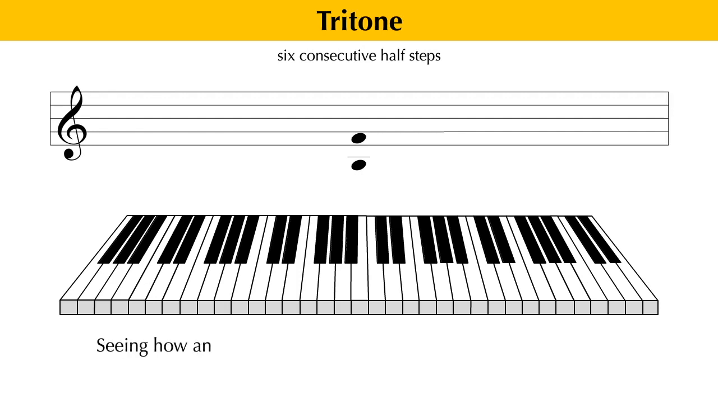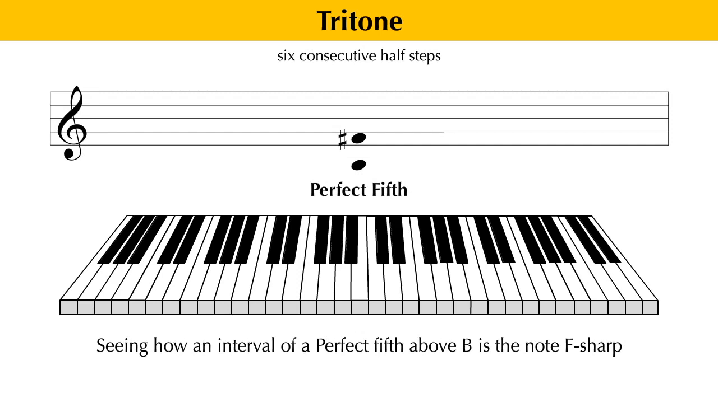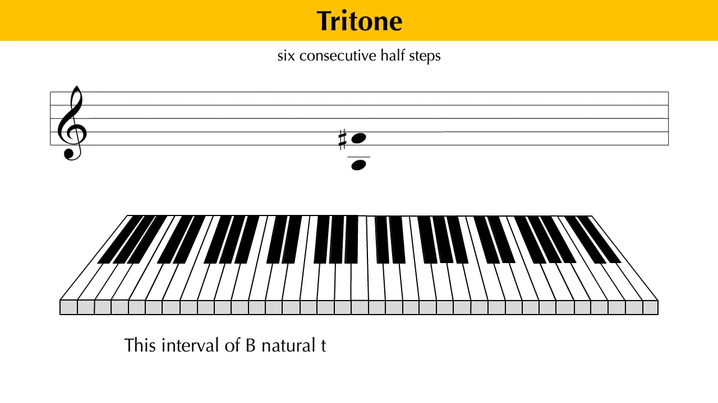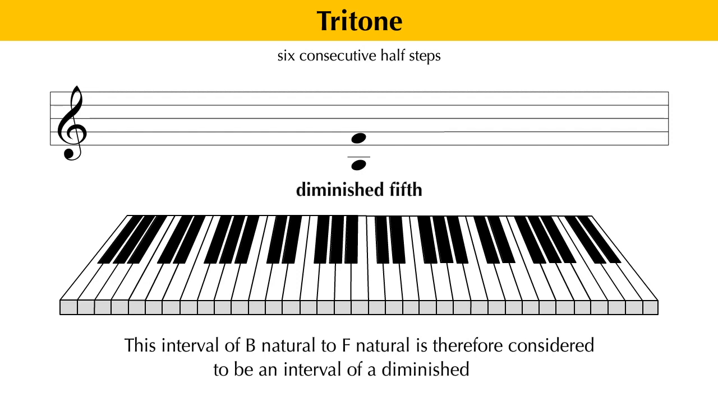Now, seeing how an interval of a perfect fifth above B is the note F sharp, and F natural is one half step lower than F sharp, this interval of B natural to F natural is therefore considered to be an interval of a diminished fifth.